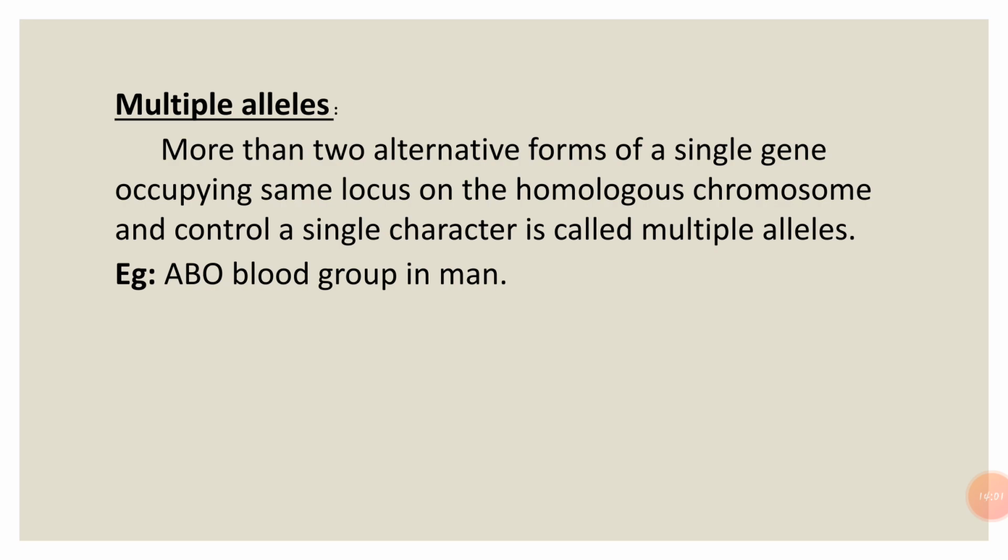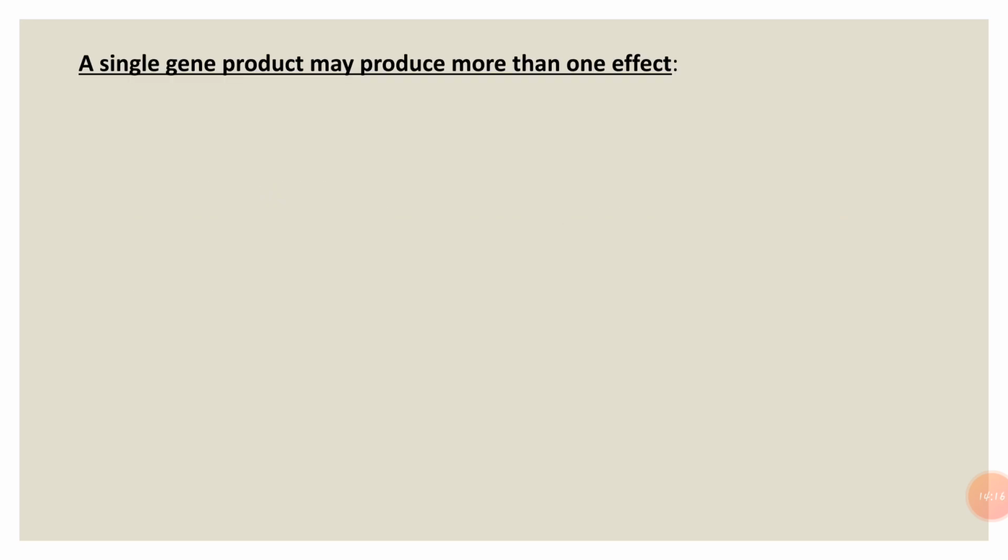Means more than two alternative forms of a single gene occupying the same locus on the homologous chromosome and controlling a single character is called multiple alleles. Right. So now we'll study one more topic which comes under this. That is, a single gene product may produce more than one effect.